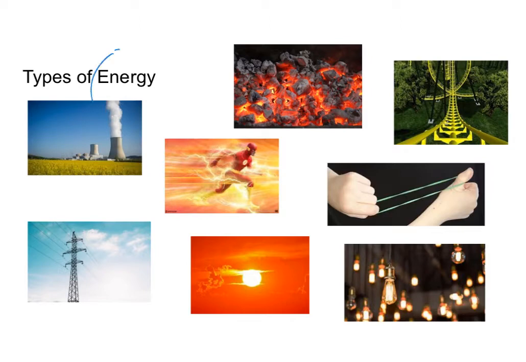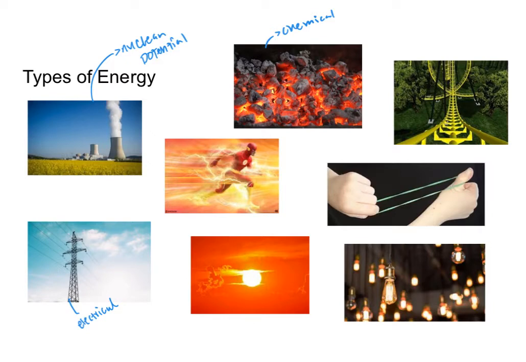So our first picture, we see a nuclear power plant. So we can call that nuclear potential energy, and that's going to be the energy that is stored in the nucleus of an atom. Next, we can look at electrical energy, which is going to be the energy stored due to electric charges. We have chemical potential energy, which is stored in organic things. So you get chemical potential energy in your food.